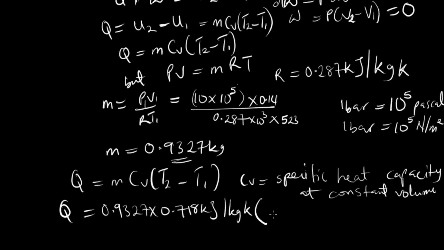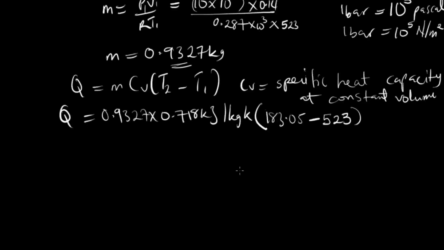So what was our T2? Let's go up and check. T2 was 183.05. So 183.05 minus T1, that is 523. Now finally our heat will be minus 227.66 kilojoule.